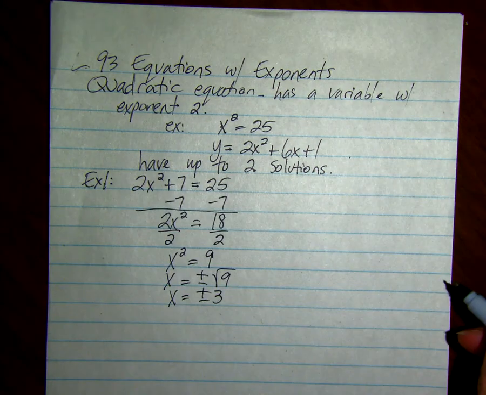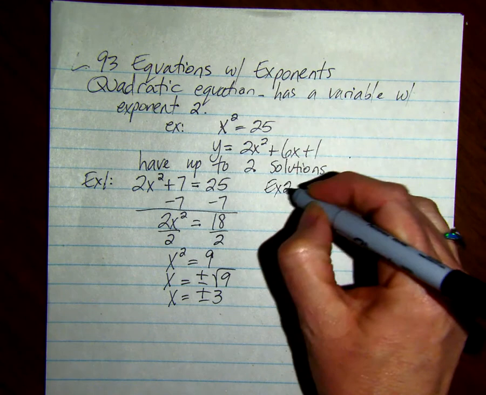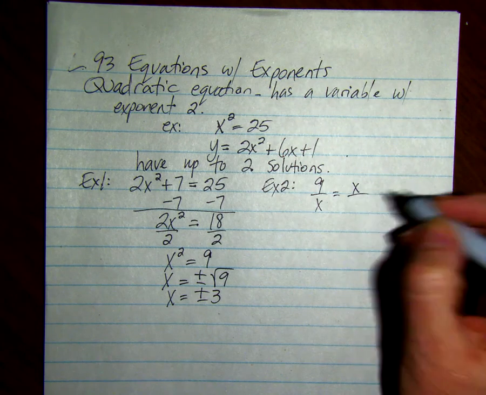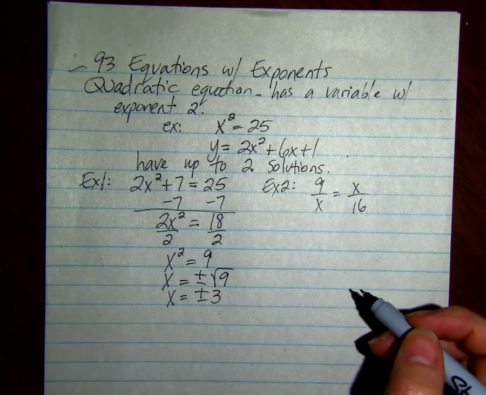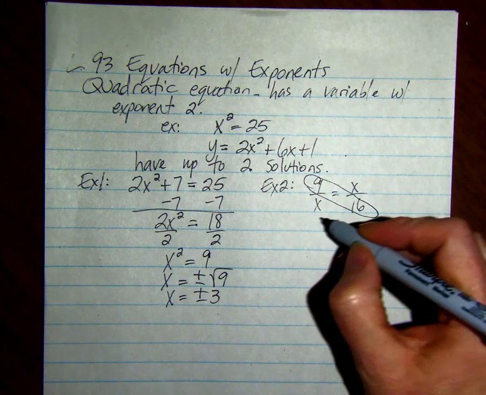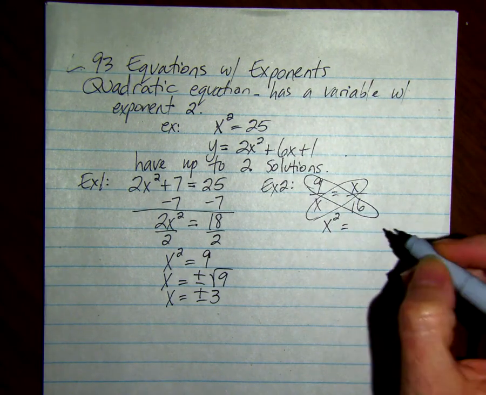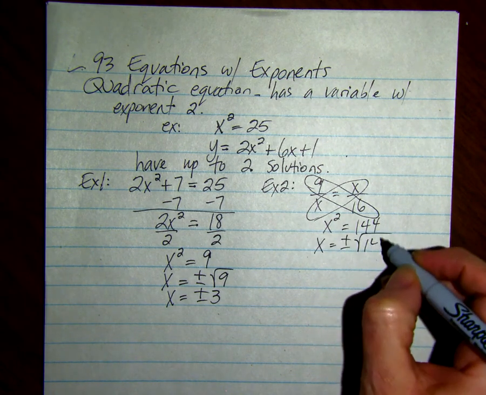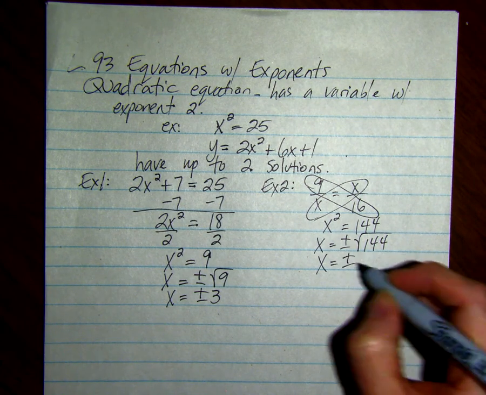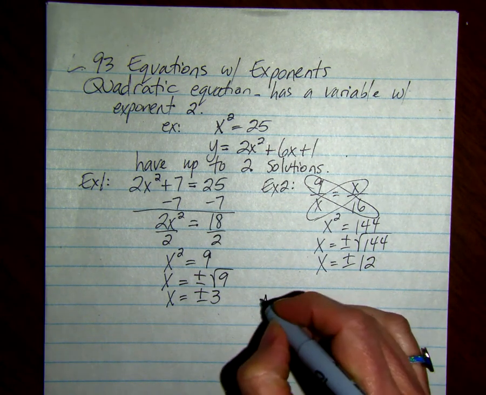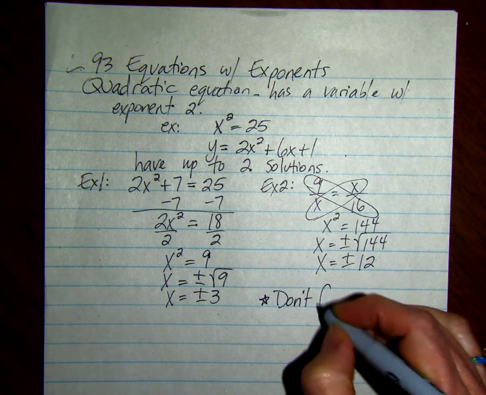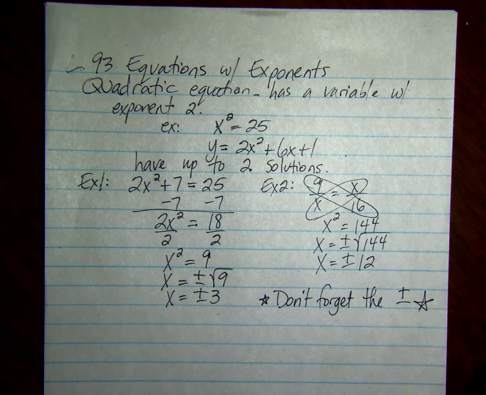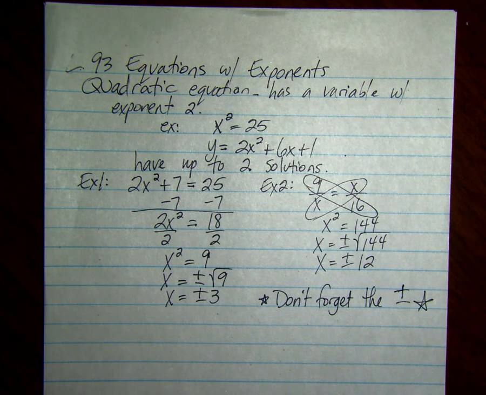This is example 1. Example 2. 9 divided by x equals x divided by 16. So we are going to cross multiply, and we get x squared equals 144. When you take the square root of both sides, you get x equals plus or minus 12. Don't forget the plus minus sign. Make sure plus is on top, minus is underneath.